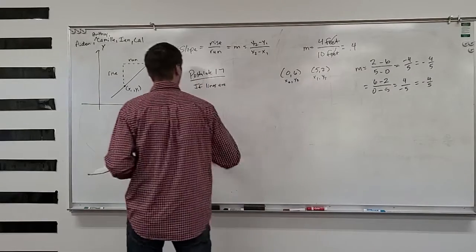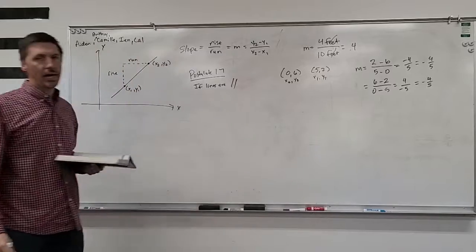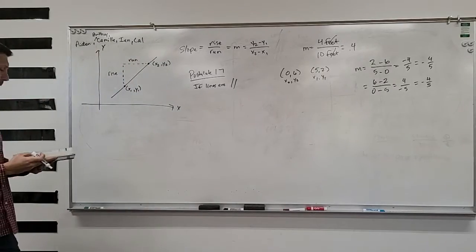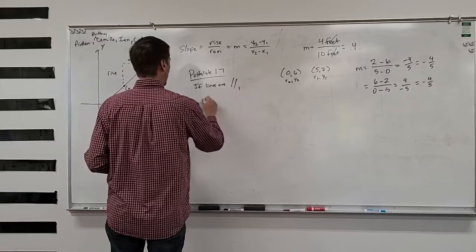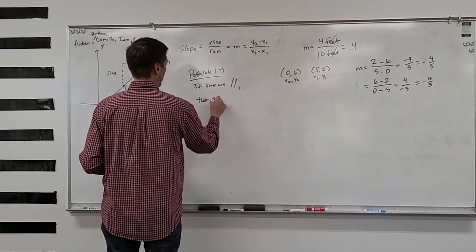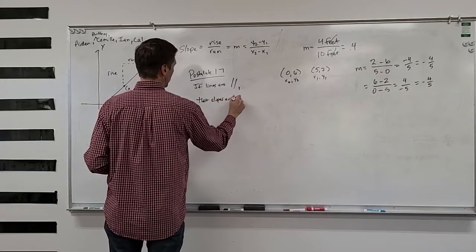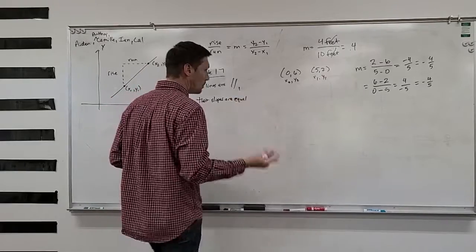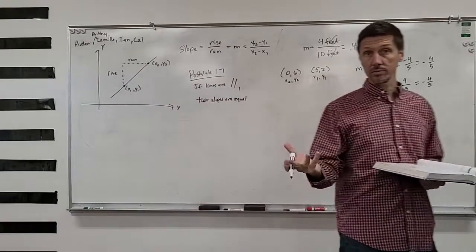So if lines are parallel, I do like to abbreviate that. Let me do that just so that you guys will get in the habit of recognizing what the symbol means, right? If lines are parallel, their slopes are equal. So two parallel lines will have the same slope, all right?